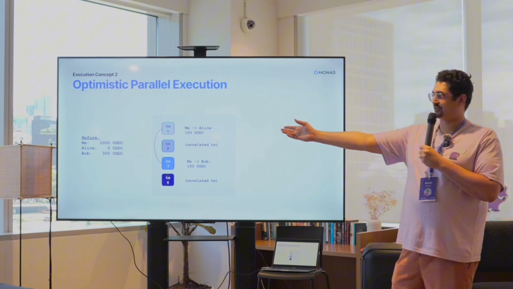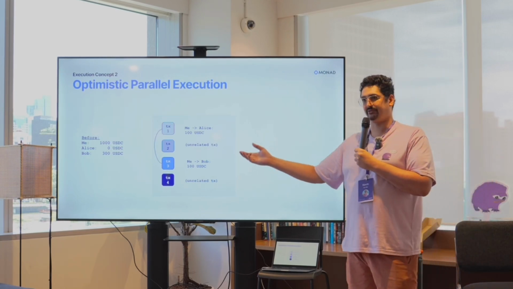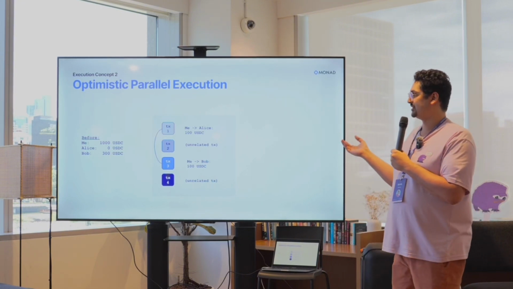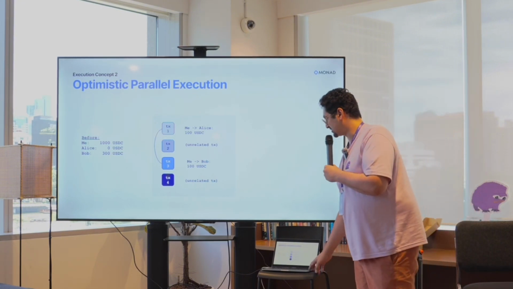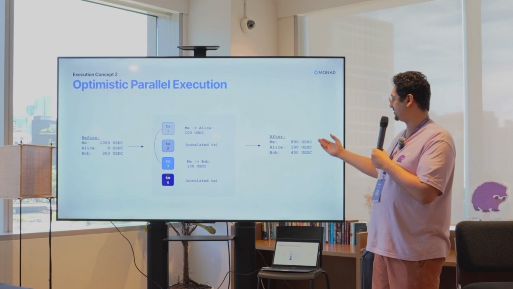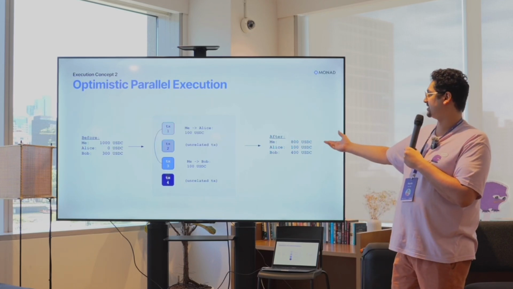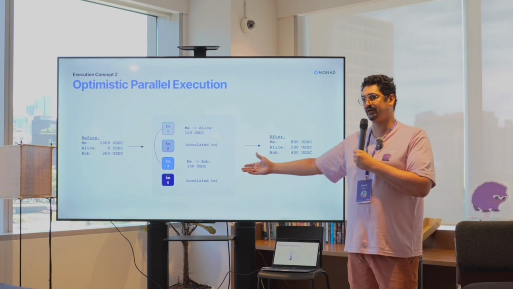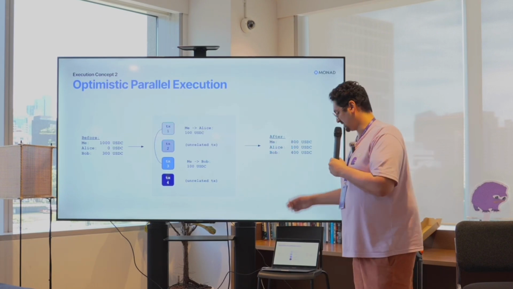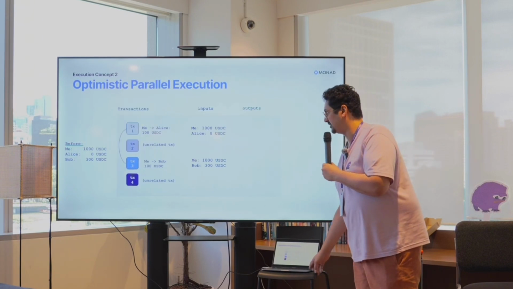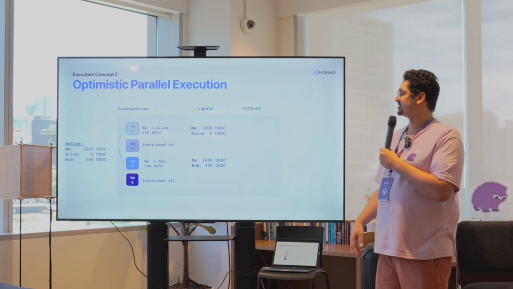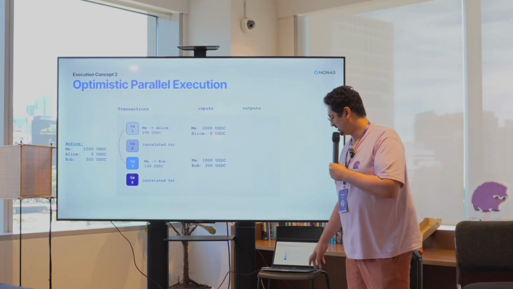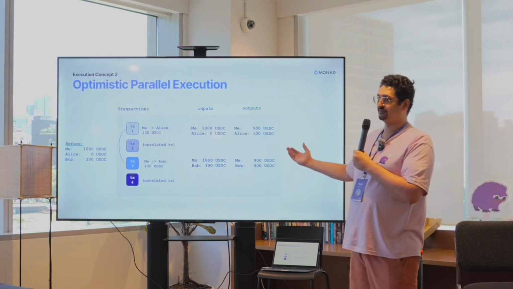We have me with 1,000 USDC, Alice with nothing, Bob with 300. I want to transfer 100 USDC to both of these accounts. Obviously, what we do expect it to come out to is me having 800, Alice having 100, and Bob having 400. We can have some transactions in between there that are unrelated, and you'll see how this affects the execution as we go on. So basically, to start, we just assume everything can be executed in parallel. And so we just generate some pending results.